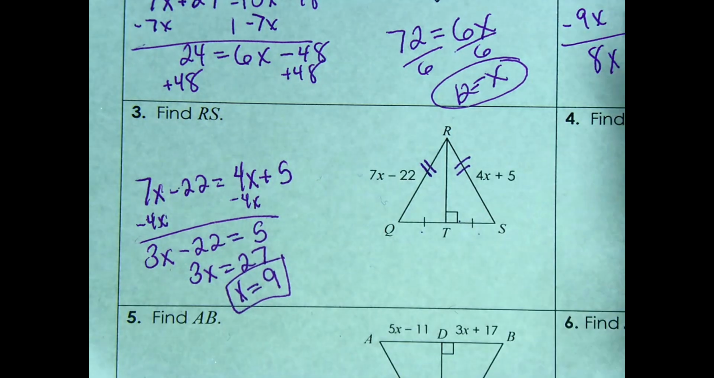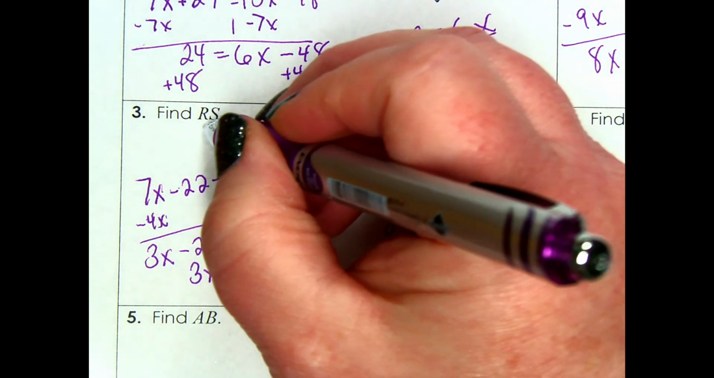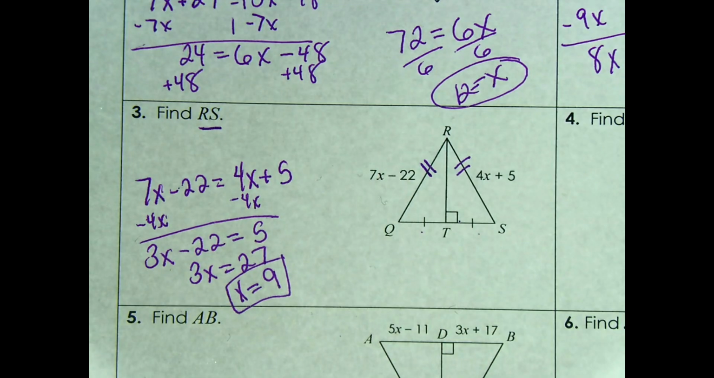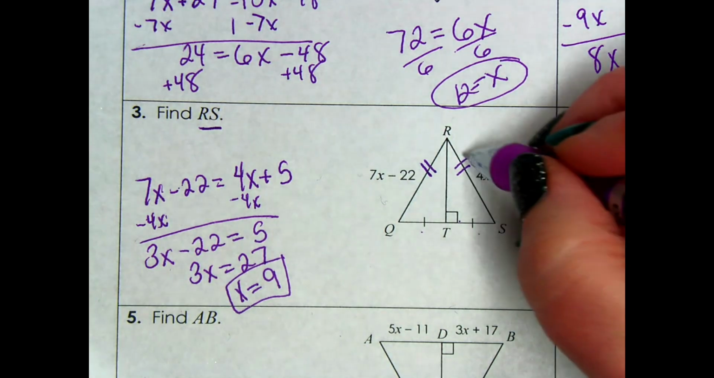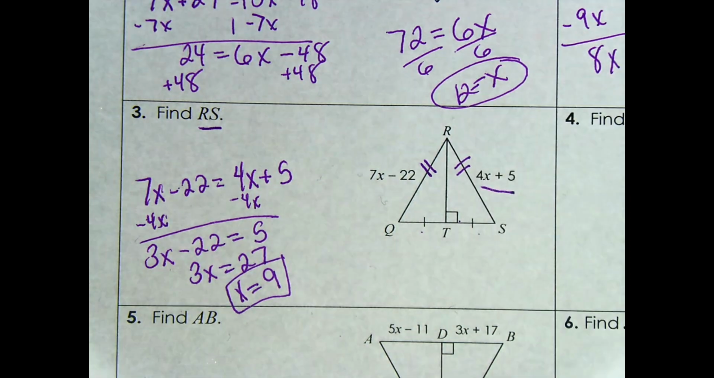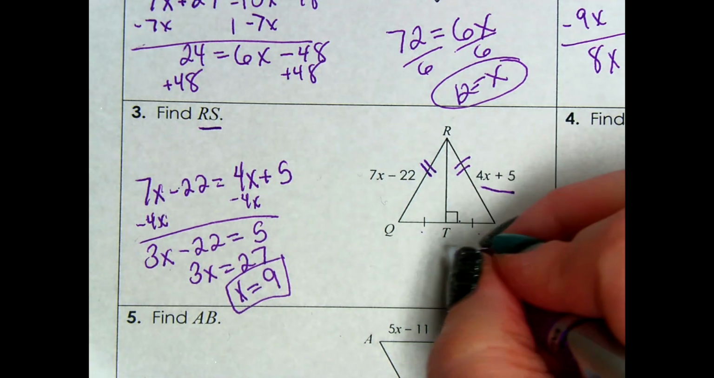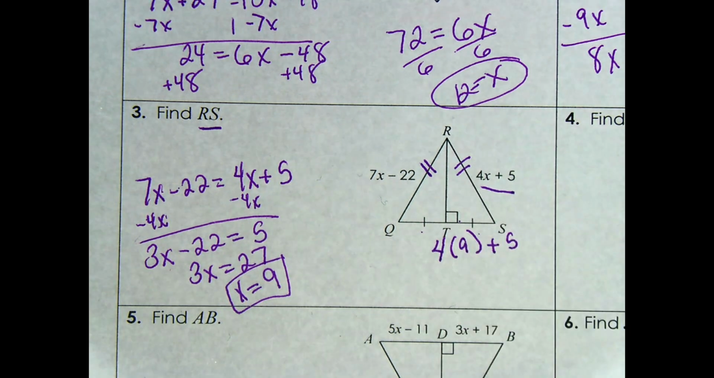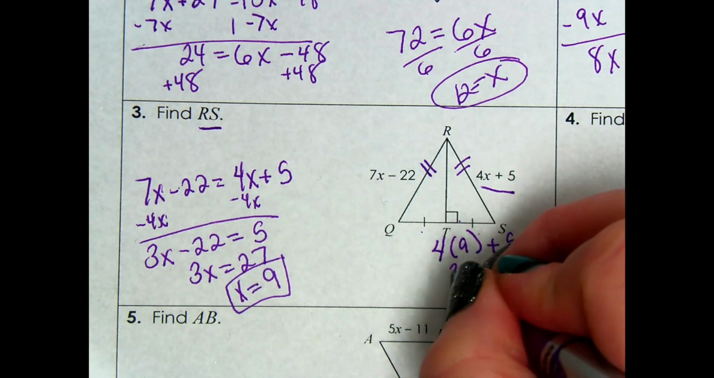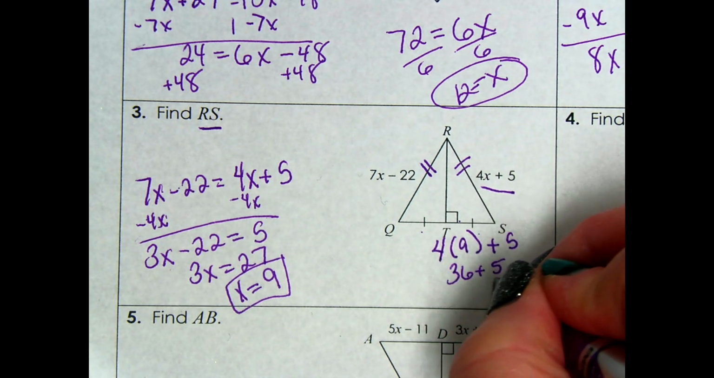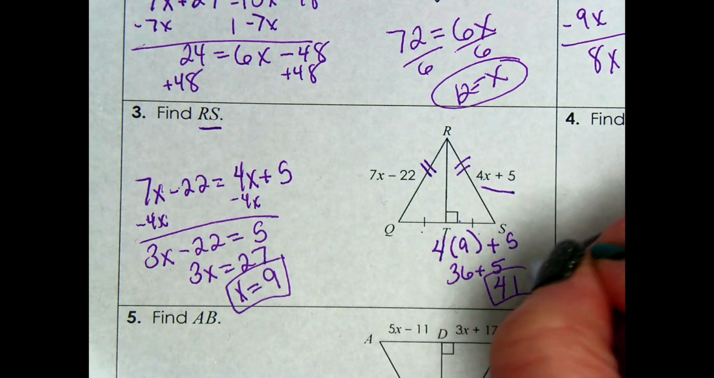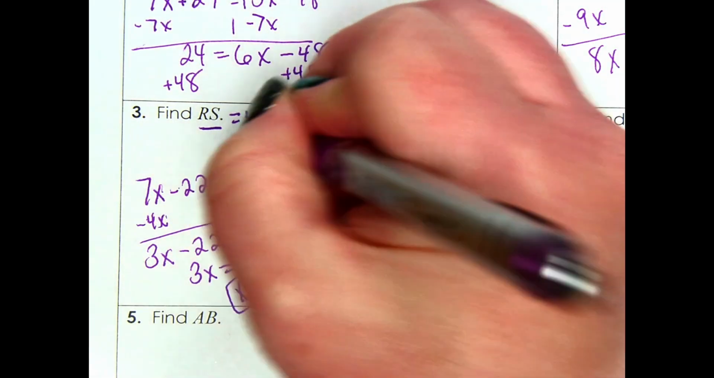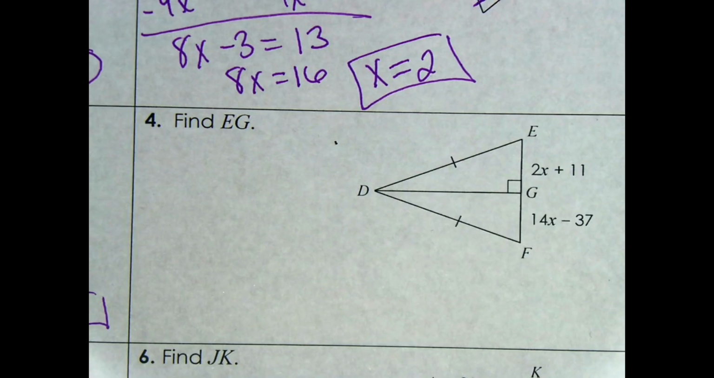However, I am looking for RS. So that means I come over here, I see that RS is 4x plus 5, and I substitute. So 4 times 9 plus 5 is 36 plus 5, which is 41. So RS is equal to 41. Please take a moment and find the answer to question 4.